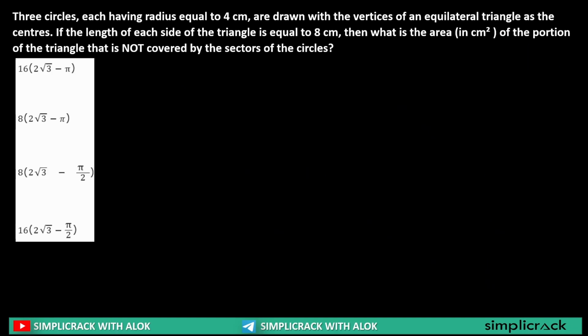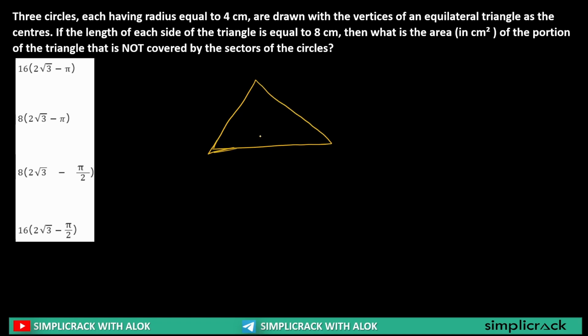Three circles each having radius 4 cm are drawn at the vertices of an equilateral triangle. If the length of each side of the triangle is equal to 8 cm, then what is the area of the portion of the triangle that is not covered by the circles? First, let's draw the triangle. So it's an equilateral triangle.